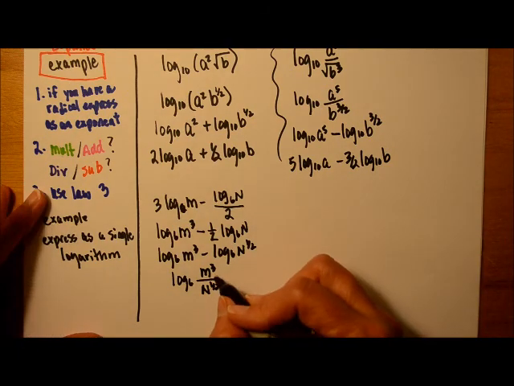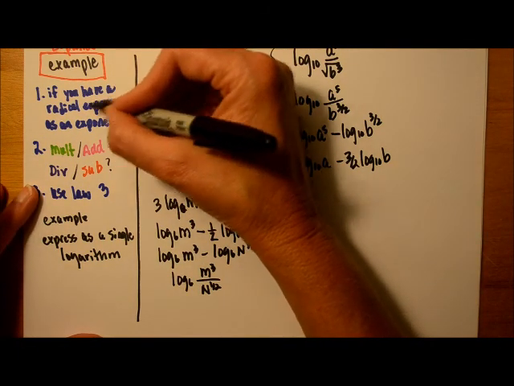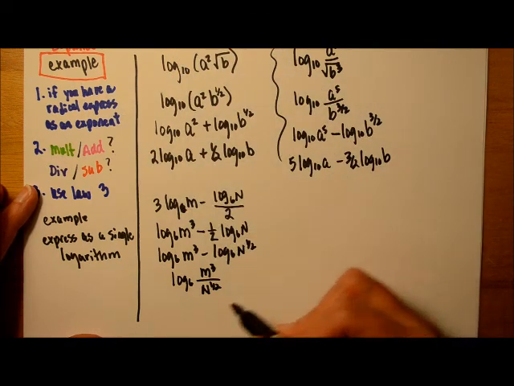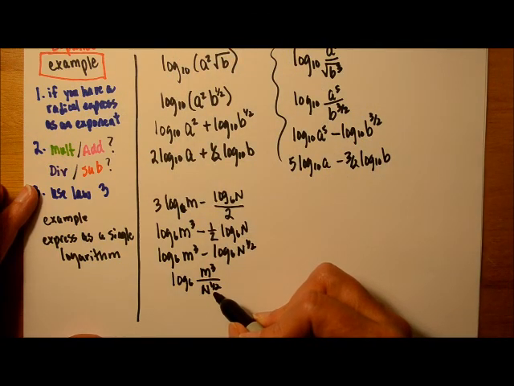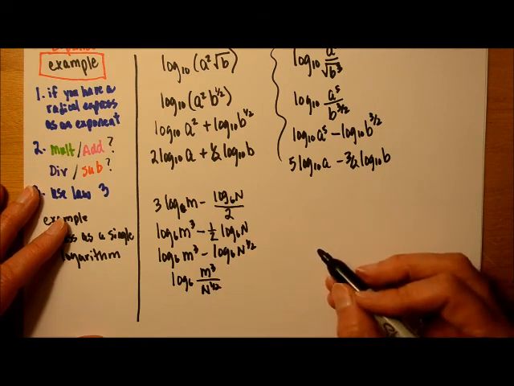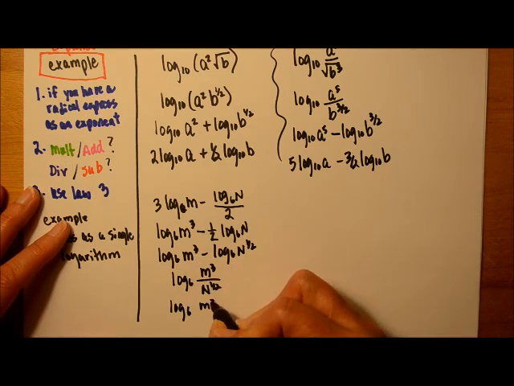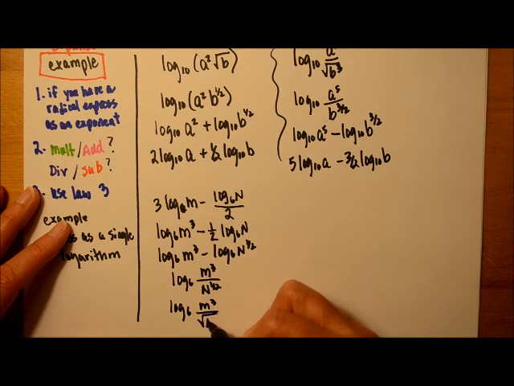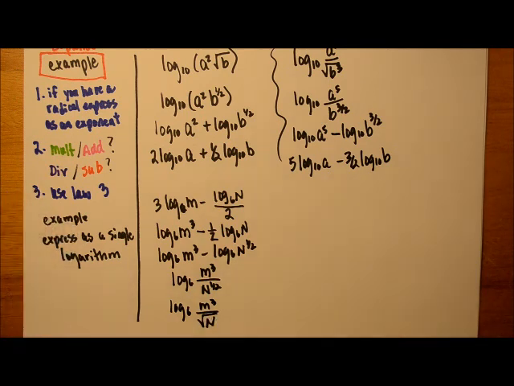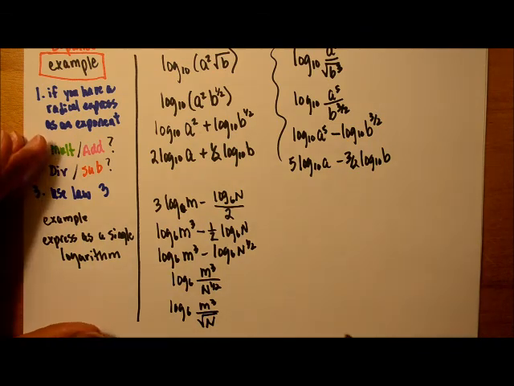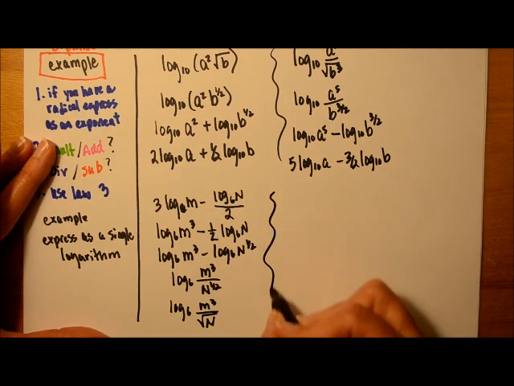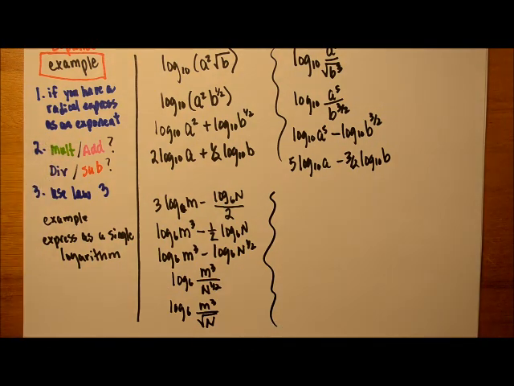We said something about radicals here. If you have a radical expressed as an exponent, or an exponent that's a fraction, you need to express it as a radical. So what I would end up with here is log base 6 m cubed all over the square root of n. And that would be my answer. Are you with me?